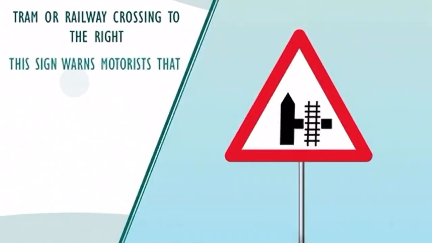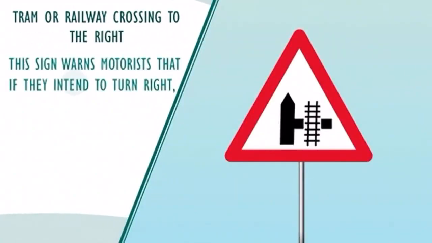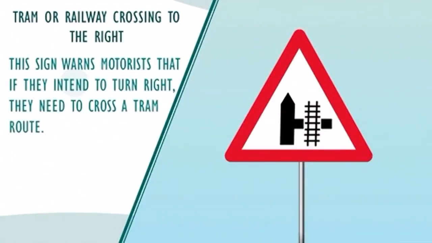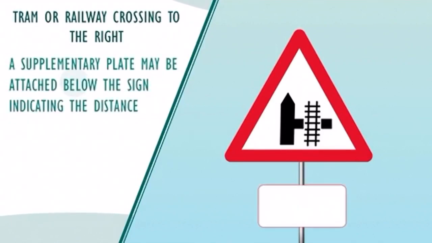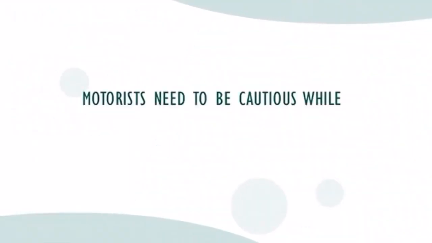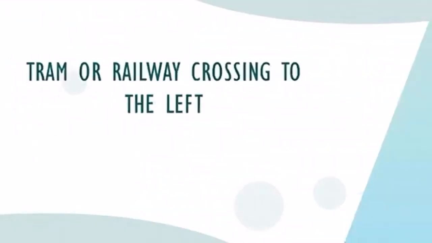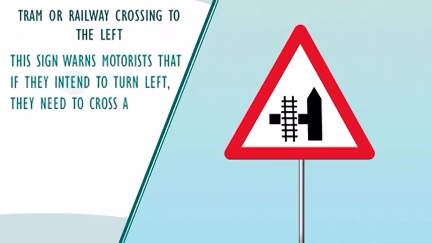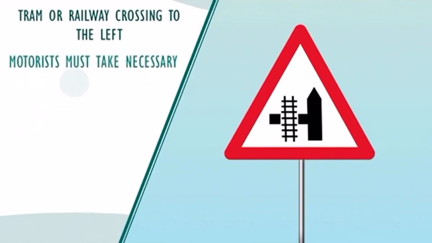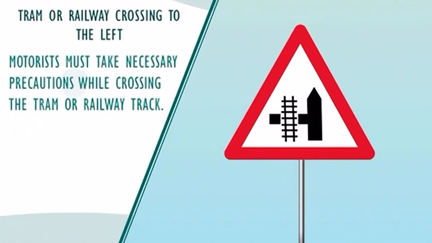This sign warns motorists that if they intend to turn right, they need to cross a tram route. A supplementary plate may be attached below the sign, indicating the distance to the tram route. Motorists need to be cautious while crossing the tram track. This sign warns motorists that if they intend to turn left, they need to cross a tram route. Motorists must take necessary precautions while crossing the tram or railway track.